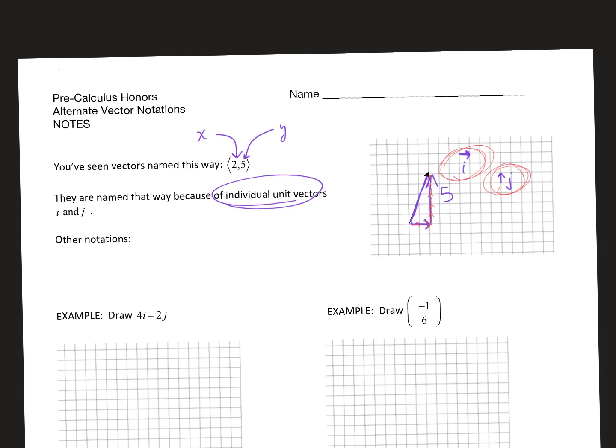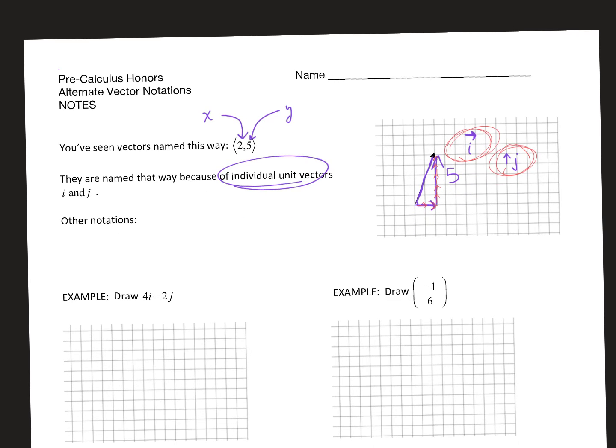So another way would be 2i plus 5j. And then sometimes you'll see it written in even a third way, which again kind of looks like an ordered pair, but they put the x direction change on the top and the y direction change on the bottom. Those all mean the exact same thing. So if you see this or this or this, that is all the exact same vector. It's just different ways to write it.